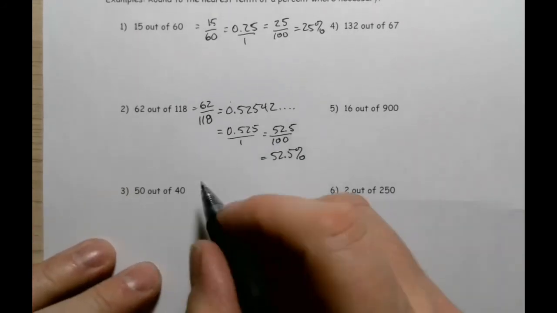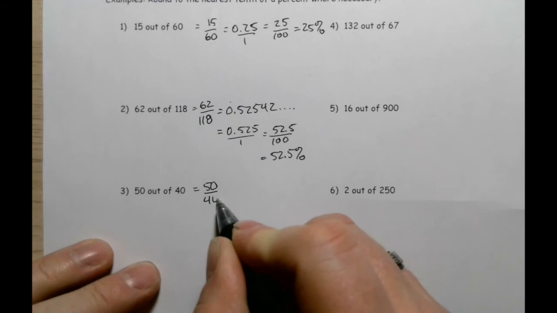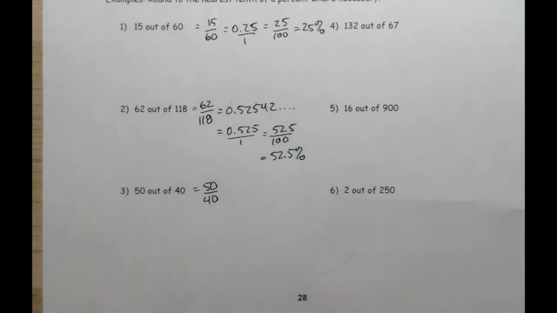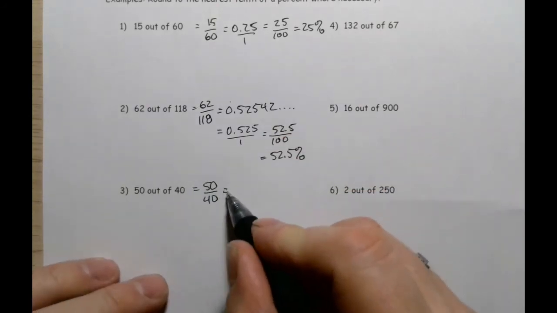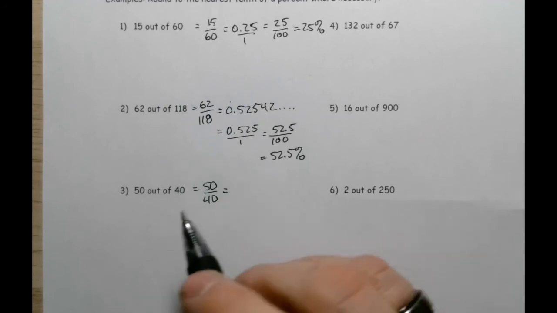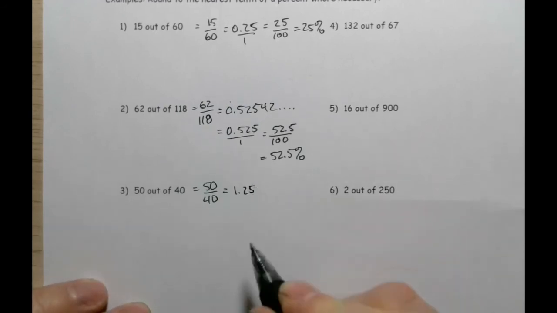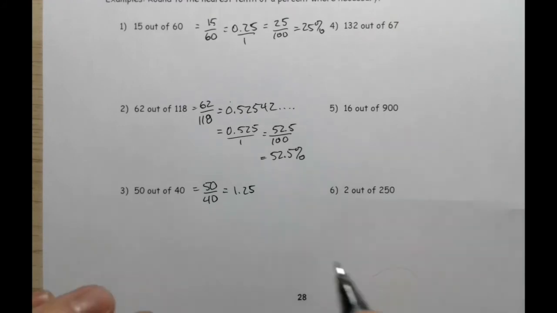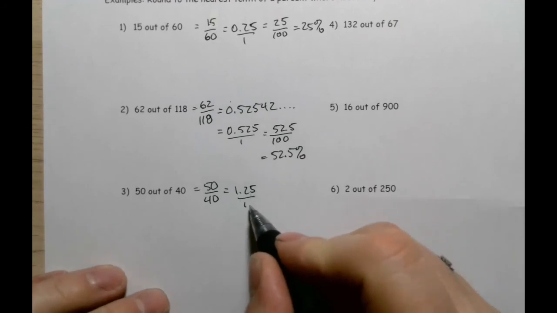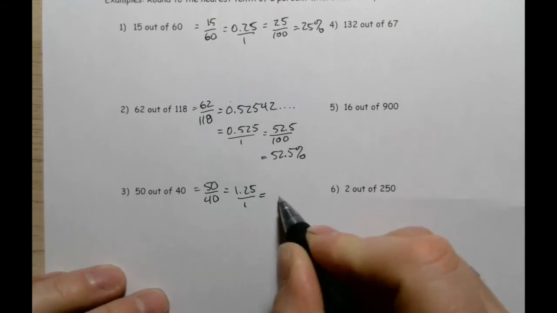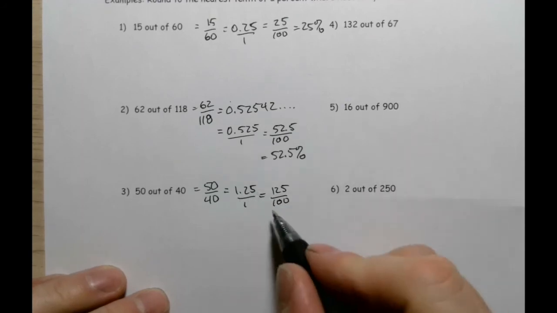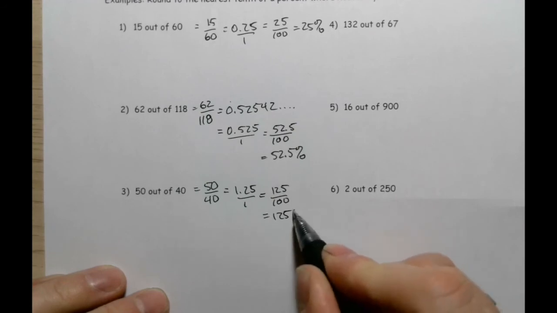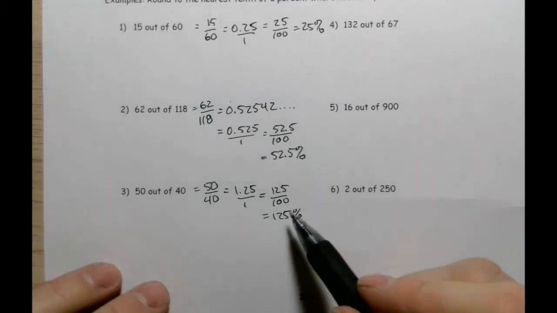Okay, 50 out of 40. Now, that's a weird one. Remember, whenever we say "out of," that number at the back end goes in the denominator. And so 50 divided by 40 is going to be 1.25. I want to convert this to a percentage. So this is out of 1, so I'm going to multiply numerator and denominator by 100 to get 125 over 100. I'm just moving the decimal 2 places to the right. And then to communicate that that's a percentage, we just go 125%. Okay, remember, that means out of 100.